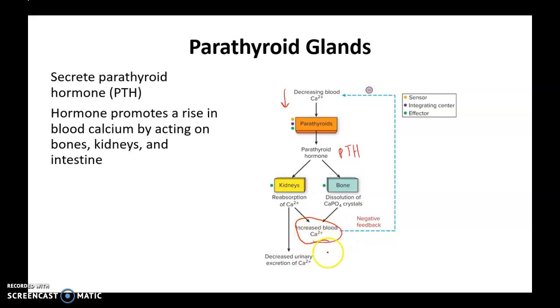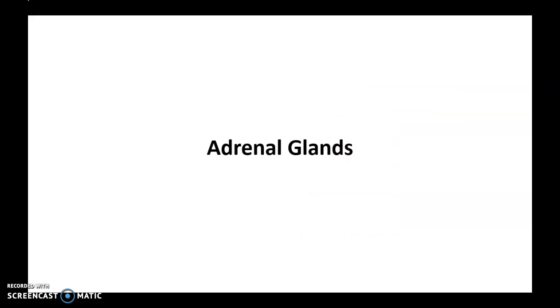And when blood calcium level comes back to normal, we have a negative feedback inhibition loop, bringing things back to homeostasis. Okay, I'll stop here and start a new video with adrenal glands.